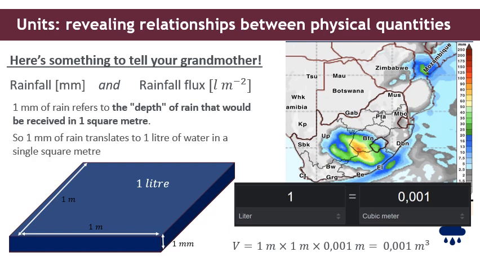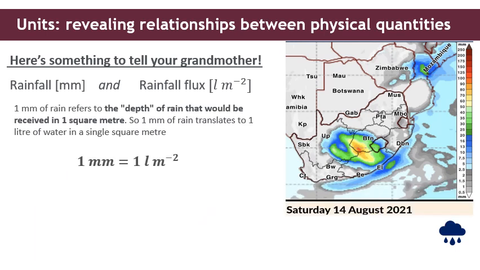In other words, 1 millimeter of rain translates to 1 liter of water in a single square meter box. So, a rainfall of 1 millimeter is the same thing as a rainfall flux of 1 liter per square meter. If you look at the weather map on the right-hand side, that little red dot is Colesberg in the Eastern Cape. On that wonderful Saturday in August 2021, Colesberg received 100 millimeters of rain, which means that every square meter of dry Karoo felt that day received 100 liters of rain.